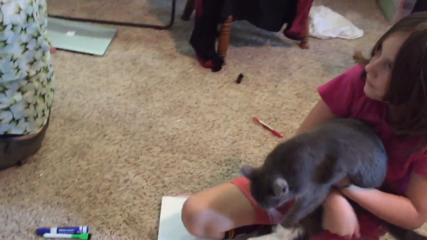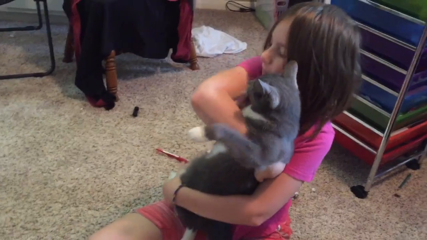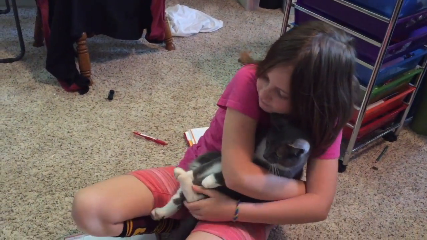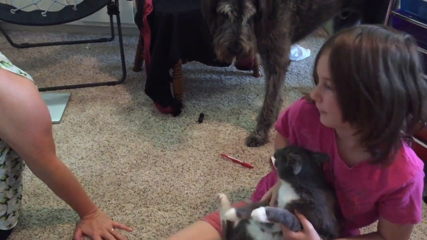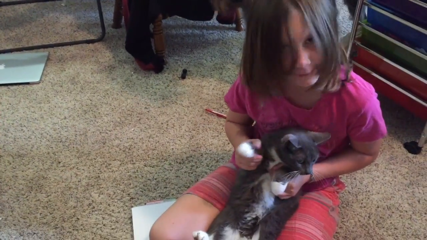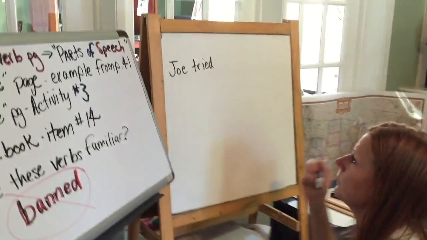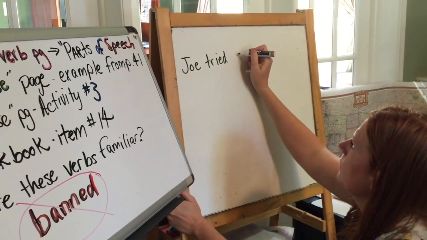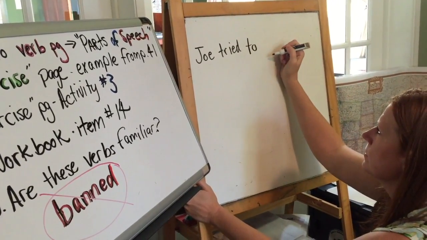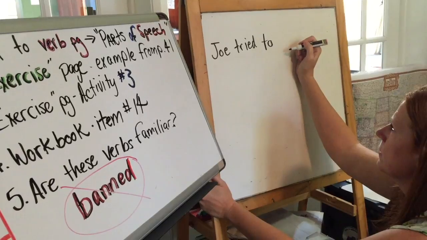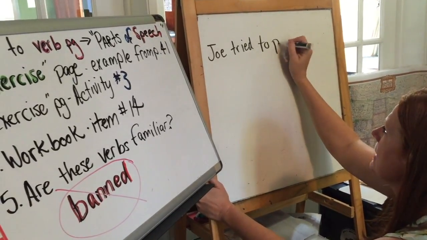Joe tried. Add an infinitive. What's an infinitive? Verb phrase. Yes, so it's to and a verb, right? So help me. Joe tried to be better than his brother Jack, but failed. No. To. Go ahead, Joe. Joe tried to pass the driving test. To pass.